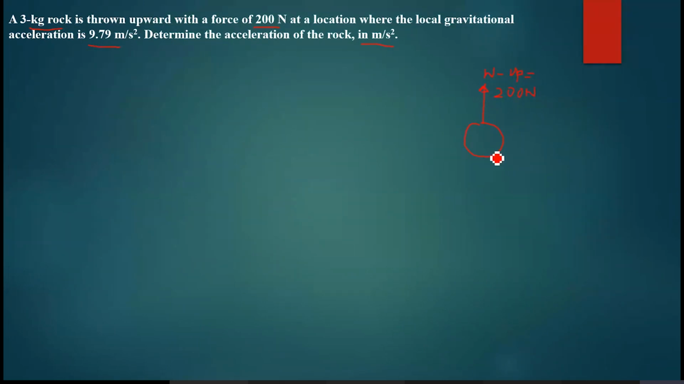What would be the downward force acting? Weight, mg. W down is basically nothing but mass multiplied by g. This is weight down, and you know the net force would be what? Net force would be W up minus W down. This would be the net force acting on it, and you know that net force is equivalent to mass into acceleration. So net force is known to you, mass is known to you, and you can find out the acceleration.